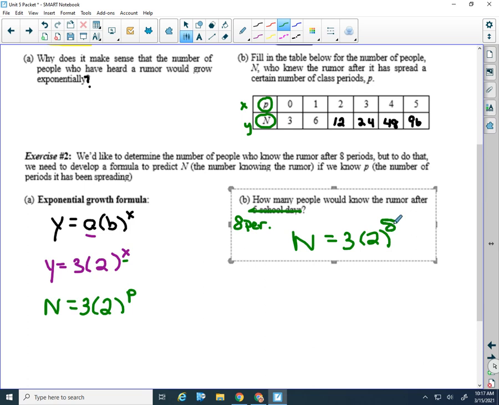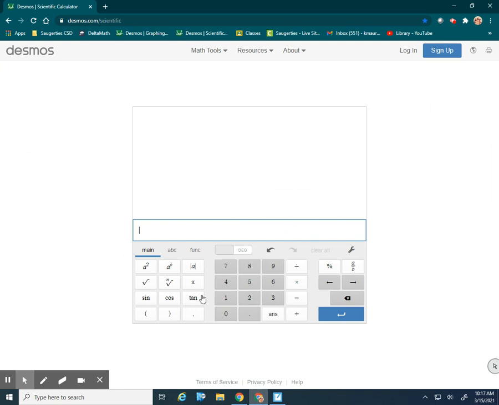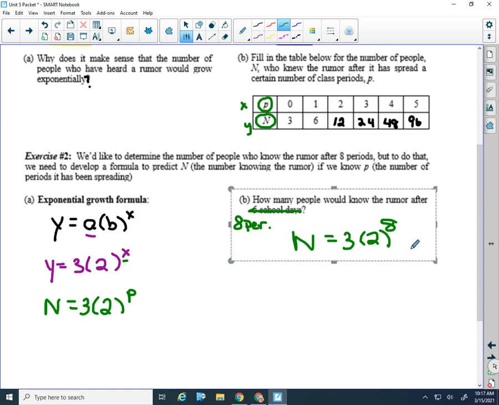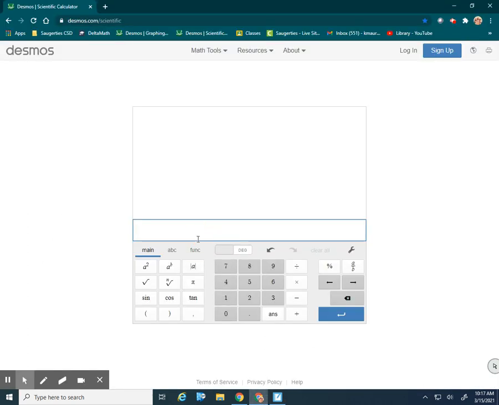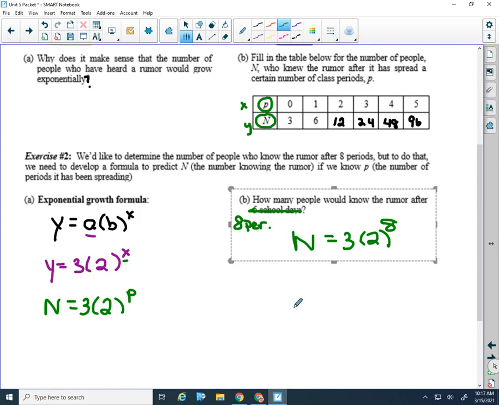So we could, whoa, sorry about that, guys. That's a big 8. I'm using the computer today, not the smartboard, because I want to be able to type in here. So I'm going to take this part right here and put it into Desmos. So I'm going to do 3, and then I'm going to do my parentheses. Now to get an exponent, just like Delta Math, you hit Shift 6. 768. That is a lot of people.